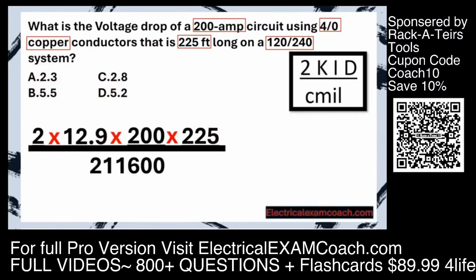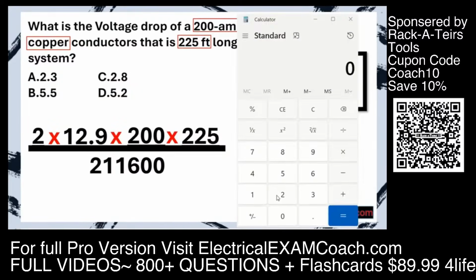Now all we have to do is go to our calculator and plug it in. And all we have to do is plug in our values. We take 2 multiplied by 12.9 equals, multiplied by 200 equals, multiplied by 225 equals, and then we divide that by 211600. And it's as simple as that. That lets us know that we have a 5.48, which we would round up to 5.5 voltage drop on this circuit. And we select B. Great job.